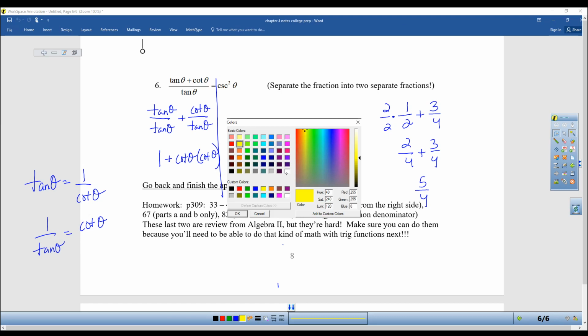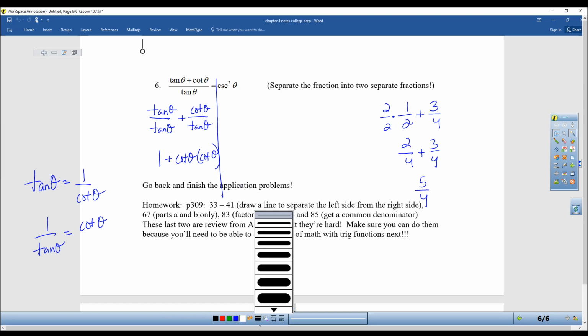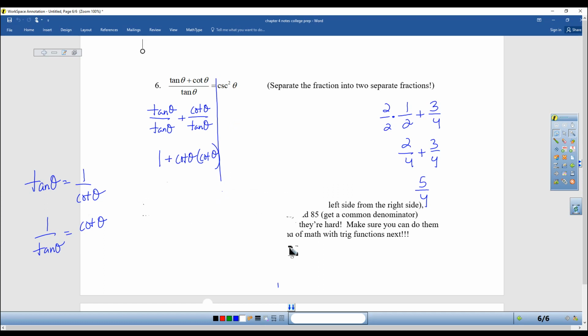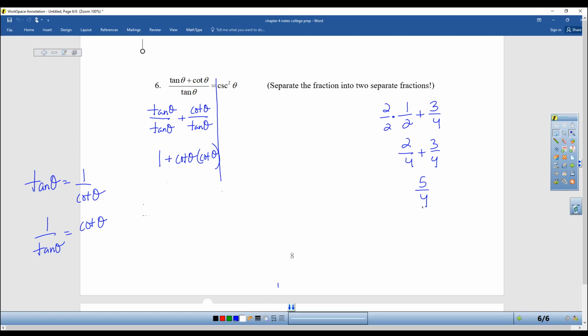Let me just make myself a little bit of room here by getting rid of all your homework. And then this becomes 1 plus cotangent squared. And that is an identity. 1 plus cotangent squared, it is the third Pythagorean identity, is cosecant squared theta. So now I can write the other side, my smiley face.